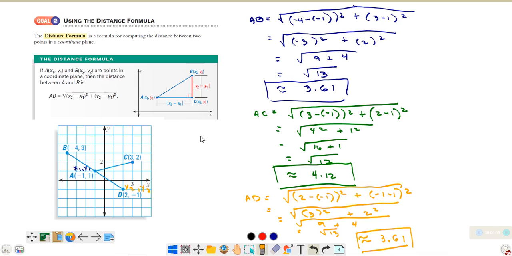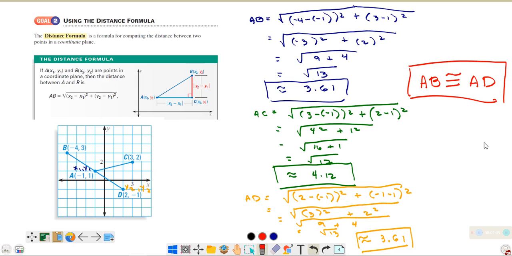So, using the distance formula, we know that AB, gawin natin siyang red, AB has the same length as AD. Or AB is congruent to AD. Parehas ng sukat si AB at si AD. So, that will be it for the discussion of the distance formula.